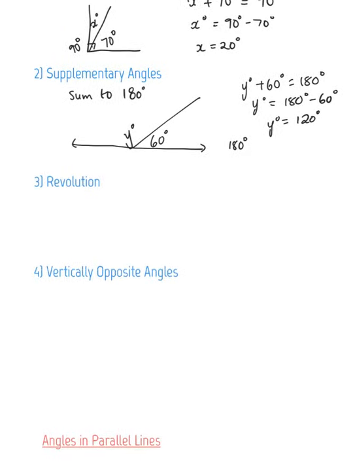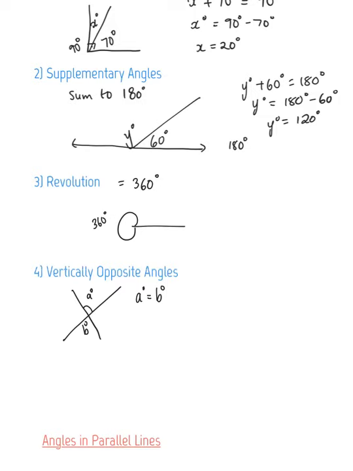We have a revolution. A revolution is 360 degrees. So we have a full lap. That's called 360 degrees. That's a revolution. Lucky last, we have vertically opposite angles. These are angles that are opposite to one another. So A degrees and B degrees, they are the same. If they're vertically opposite, so there's a cross, that means those angles are the same.